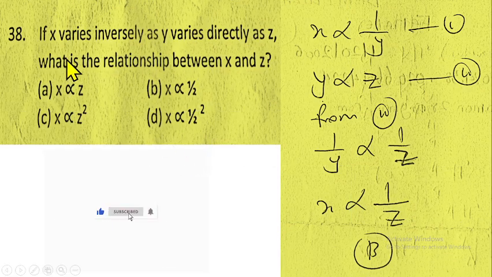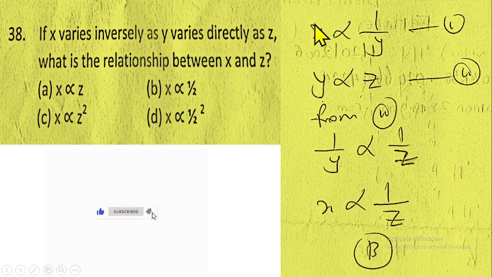Alright, question number 38 is also on variation. If s varies inversely as y, and y varies directly as z, what is the relation between x and z? It's quite interesting. S varies inversely as y, then your y varies directly as z.